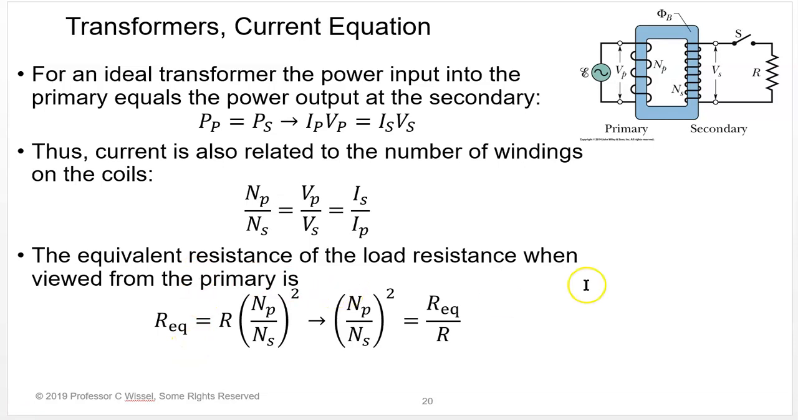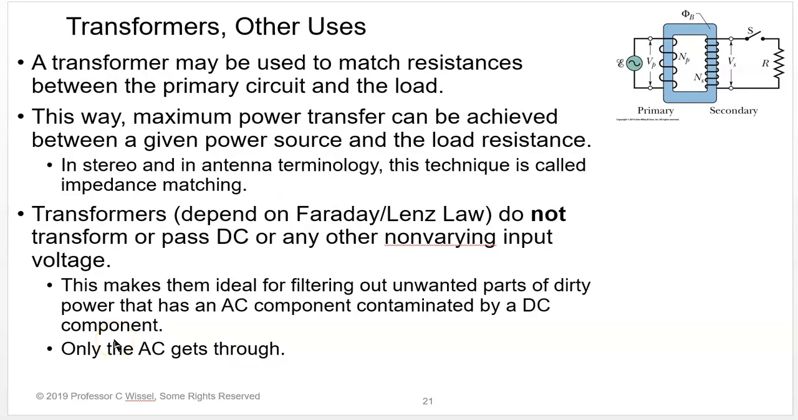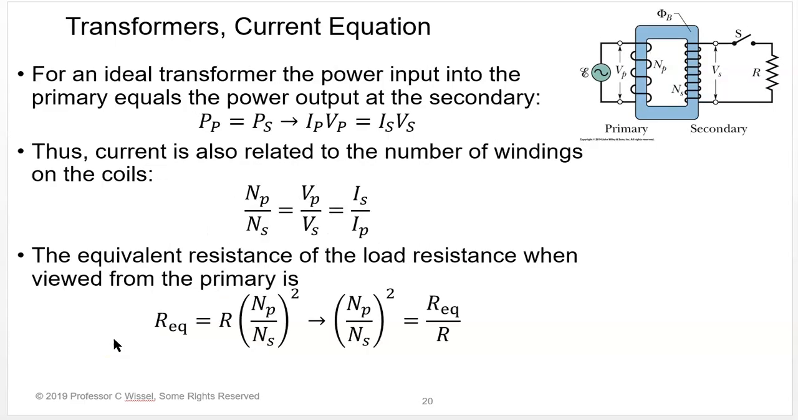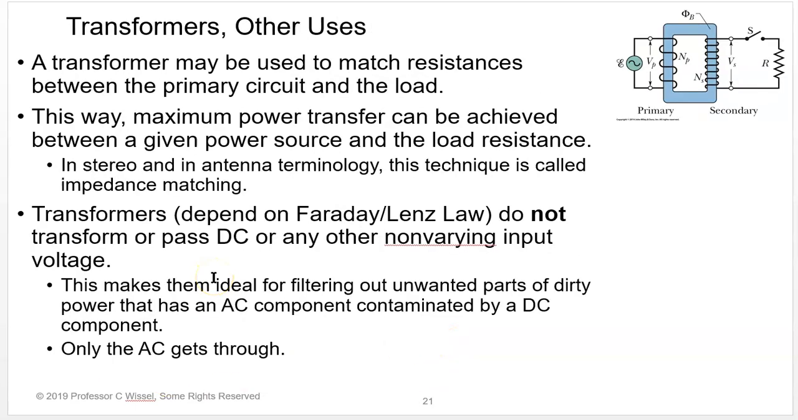Now, the equivalent resistance of the load resistance when viewed from the primary is R equivalent equals R times the quantity Np over Ns squared. So we can rewrite this as Np over Ns squared equals R equivalent over R. Now, transformers also have other uses. They can be used to match resistances between the primary circuit and the load. This way, maximum power transfer can be achieved between a given power source and the load resistance. This is used in stereo and antenna terminology, and it's called impedance matching.